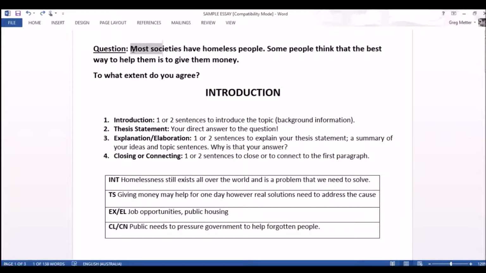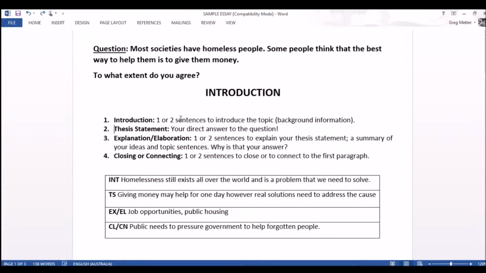Okay, now remember the question. Most societies have homeless people. Some people think that the best way to help is to give them money. To what extent do you agree? Now, this first box is to introduce the topic, as I'm supposed to do here in this first point. So in order to introduce the topic, I've said homelessness still exists all over the world and is a problem that we need to solve. This is my way to introduce the topic. The topic is about homelessness. I have not answered the question. I have not given any examples, any opinions. There's no ideas. I've just introduced the topic by saying homelessness still exists and it is still a problem.